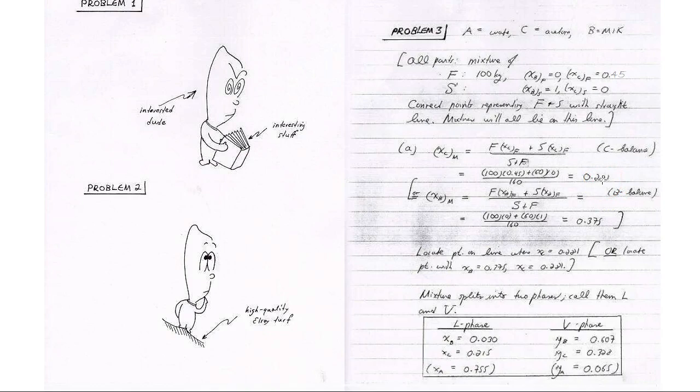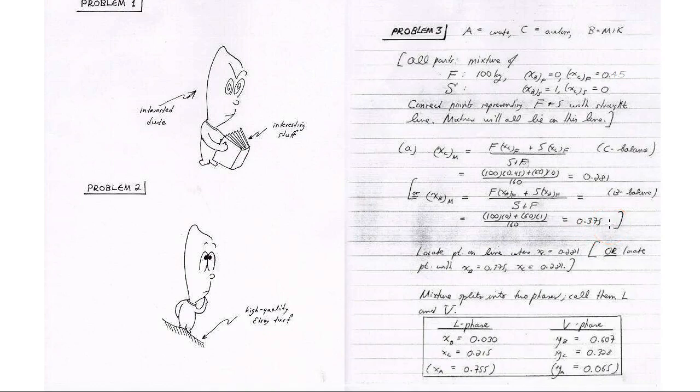Alternately, I can calculate the B mass fraction. Counting B, we have 100 kilograms of the feed. That actually has no B in it, so that's a 0. 60 kilograms of the solvent. That's actually all MIK, so that's a 1. All B, all MIK. Again, the total mass is 160 kilograms. So the B mass fraction of the overall mixture that results is 0.375.